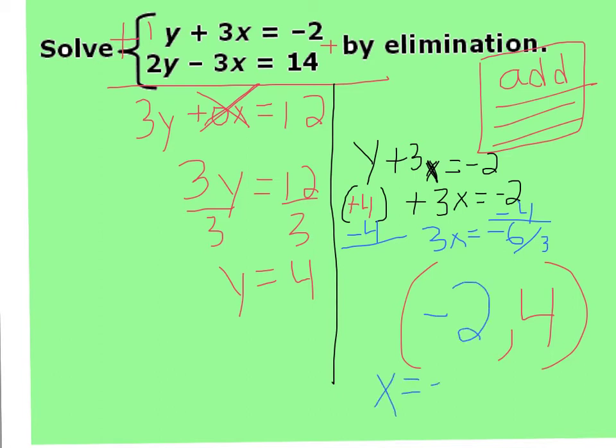X equals negative 2. And notice I wrote it in my ordered pair, so here's my answer. My answer is negative 2, 4. I could plug it in and check. It's going to work. If you were to graph these two lines, they would touch at negative 2, 4.